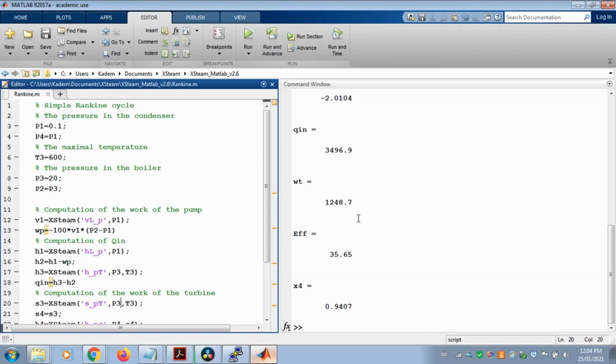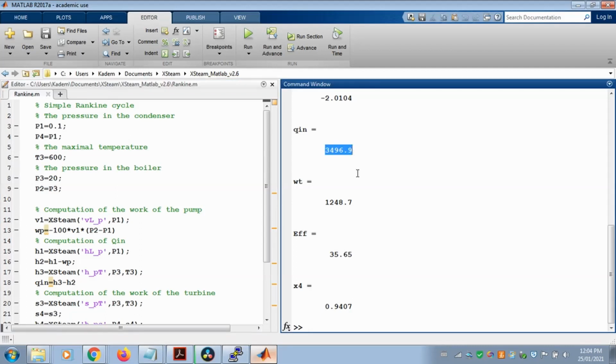So here we have the new Qn, the work of the turbine. Here is a new efficiency, 35.65 compared to 32.32. This represents roughly a 10% increase in the thermal efficiency and a boost in the quality up to 0.94 compared to our 0.86 under previous conditions, okay? We know that this is basically the best solution, right?